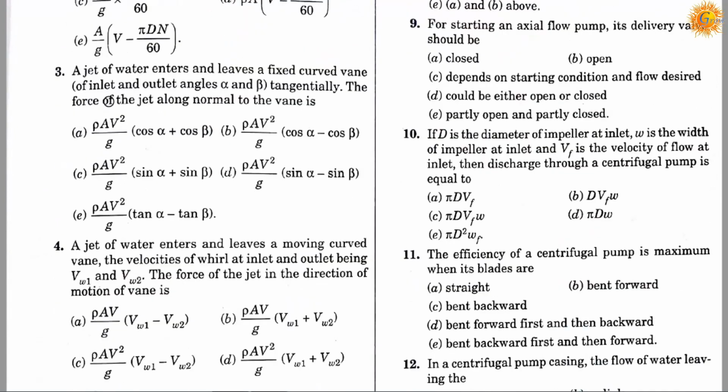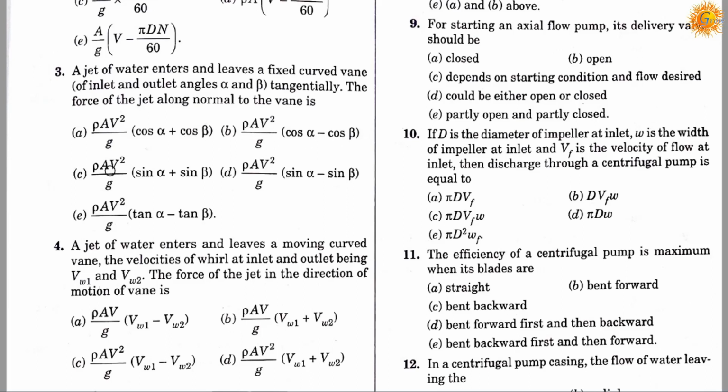Question number 3. A jet of water enters and leaves a fixed curved vane with inlet and outlet angles alpha and beta, tangentially. The force of the jet along the normal to the vane is option A, rho AV square divided by g into the bracket cos alpha plus cos beta. Option B, rho AV square divided by g into the bracket cos alpha minus cos beta.